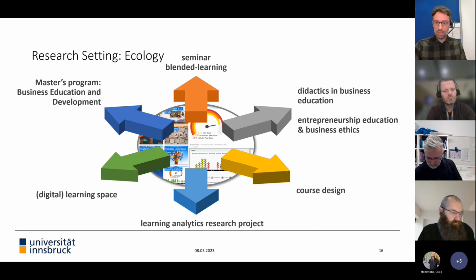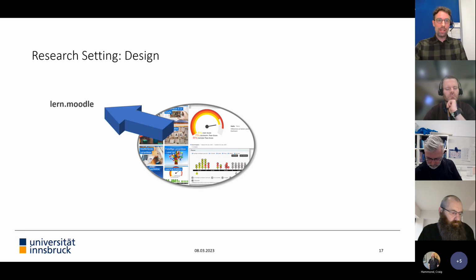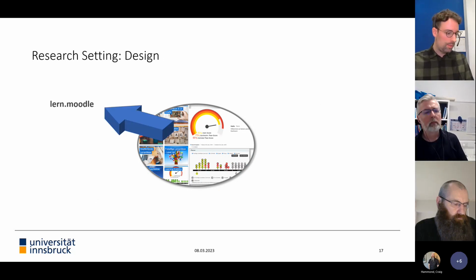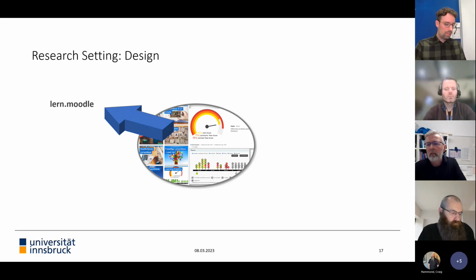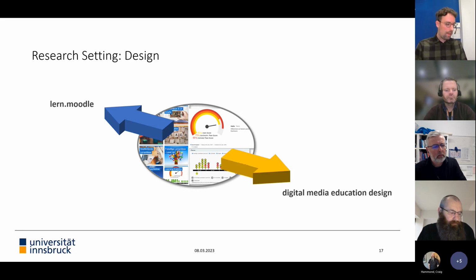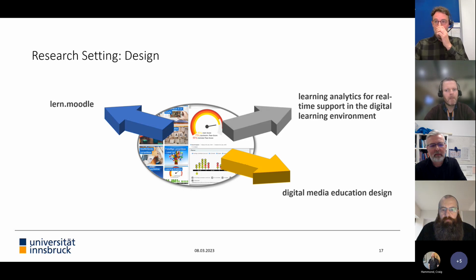But how is this learning analytics application designed? Roughly, the 2 online courses operate on a special Moodle version called Learn Moodle, which allows programming additional applications to Moodle. Both courses are based on a digital media education design called Learning Environment Concept by Tulodziecki, Grefe, and Herzig. So it's a special learning media design. And the aim of this learning analytics application and dashboard is real-time support for students, especially in the self-learning phases.